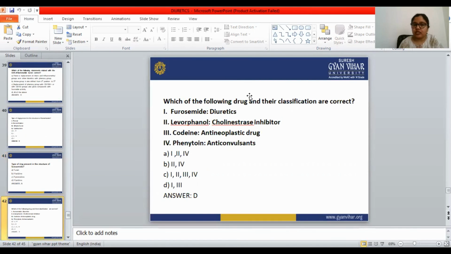Which of the following drugs and their classifications are correct? Furosemide is a diuretic, levorphanol is a cholinesterase inhibitor, codeine is an anti-neoplastic drug, phenytoin is an anticonvulsant. So the 1 and 3 combination: furosemide is a diuretic, we already know, and codeine is an anti-neoplastic drug. So D, 1 and 3, is the correct answer.